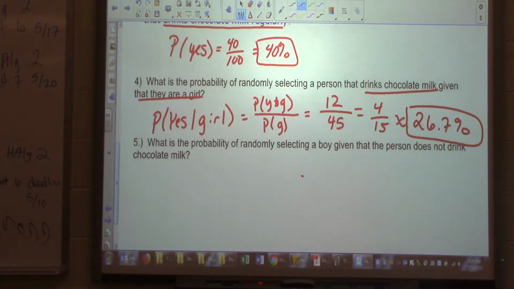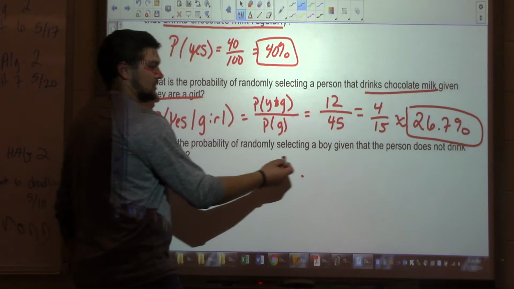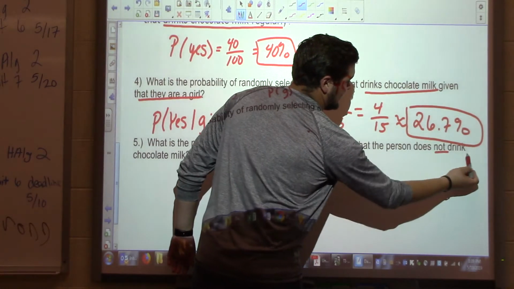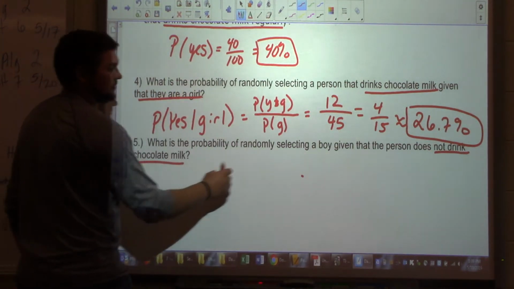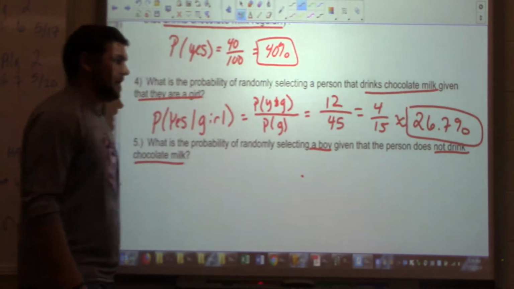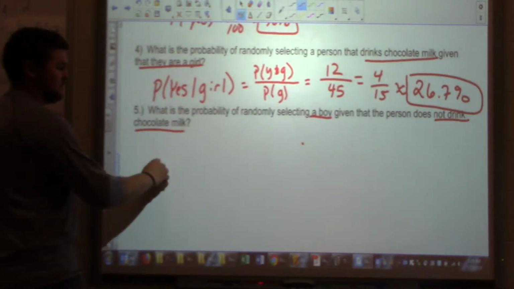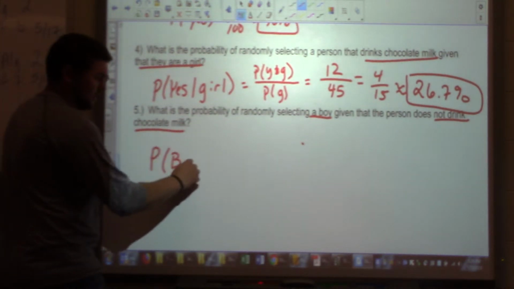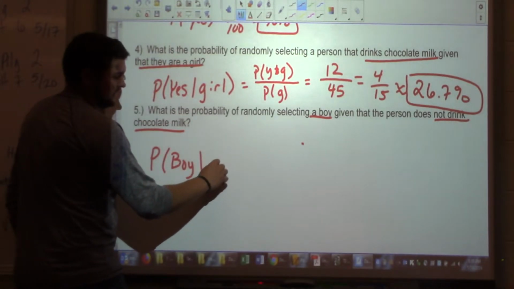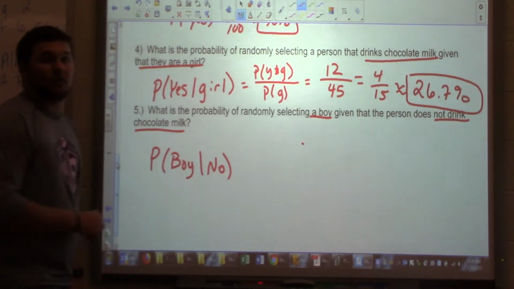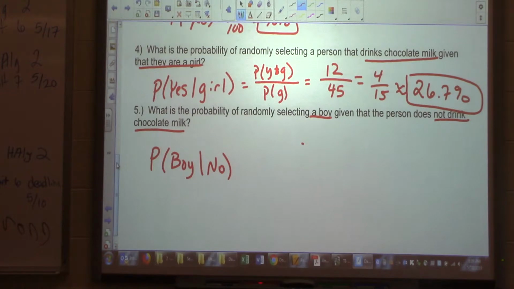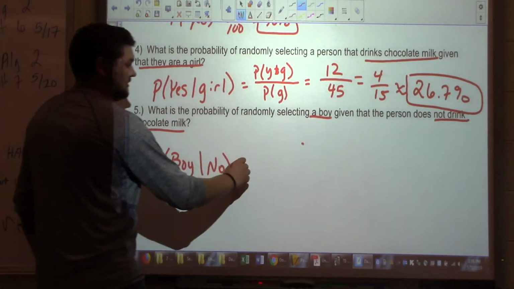Okay. What's the probability of randomly selecting a boy given that the person does not drink the chocolate milk? Does not drink chocolate milk. Boy. Well, so it's the probability of a boy given they said no. So I want the probability of both happening.